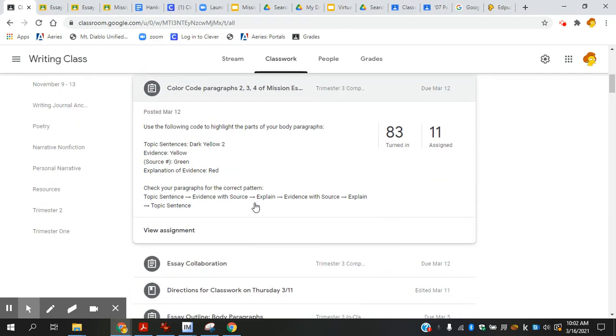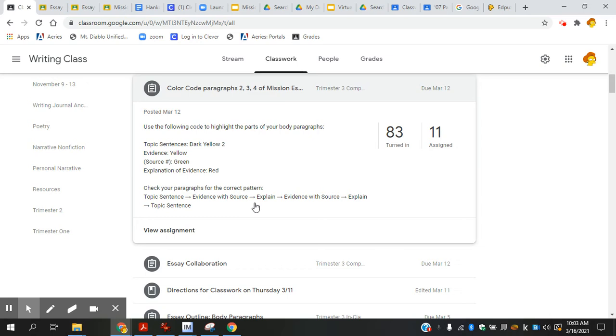The color code is just a way of me understanding or you visually seeing if you have all parts of your essay there. So the color code system was, we were checking our body paragraphs. Again, body paragraphs are 2, 3, 4, that's where our evidence lives. When we were color coding, we were making our topic sentences dark yellow with the highlighter because I wanted it to look kind of brownish.